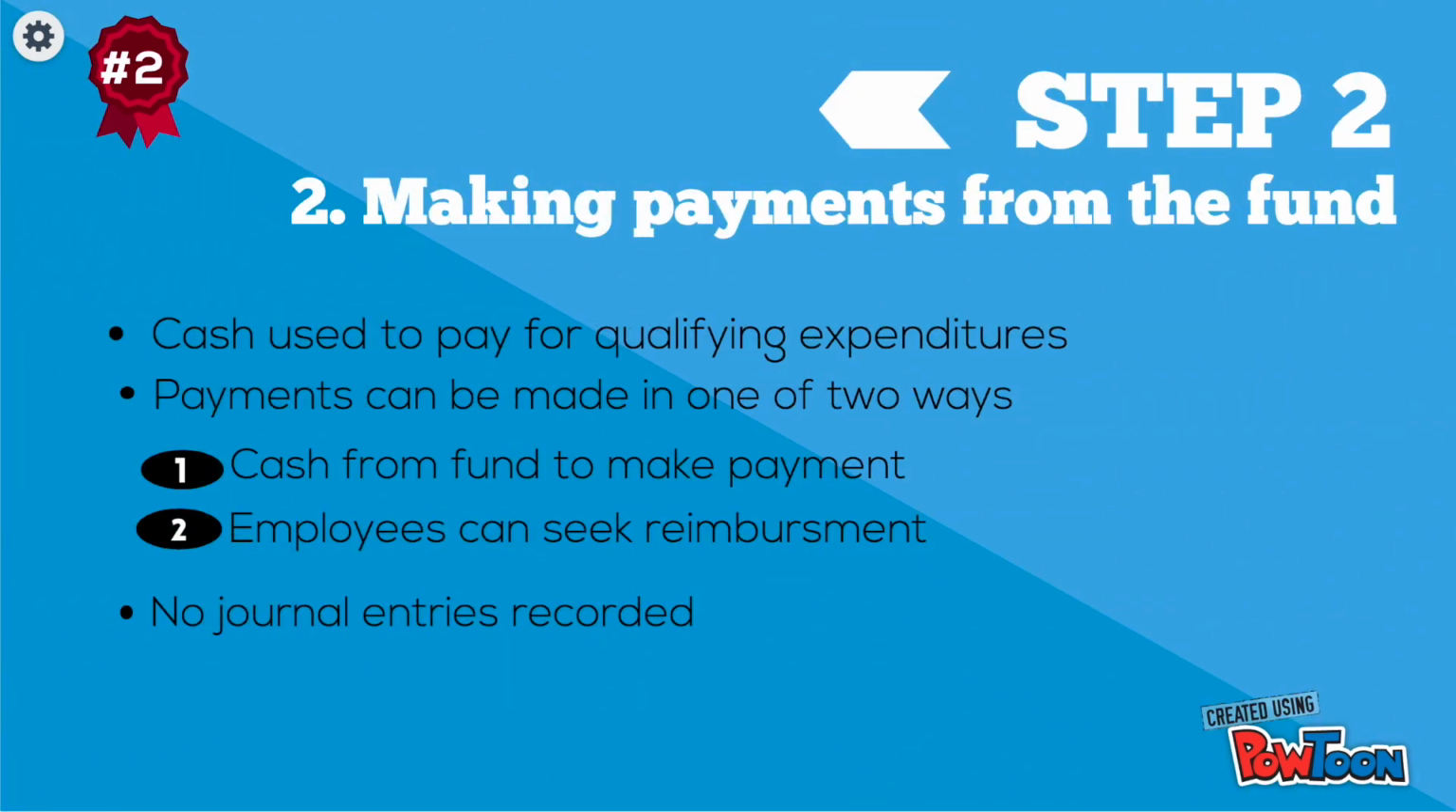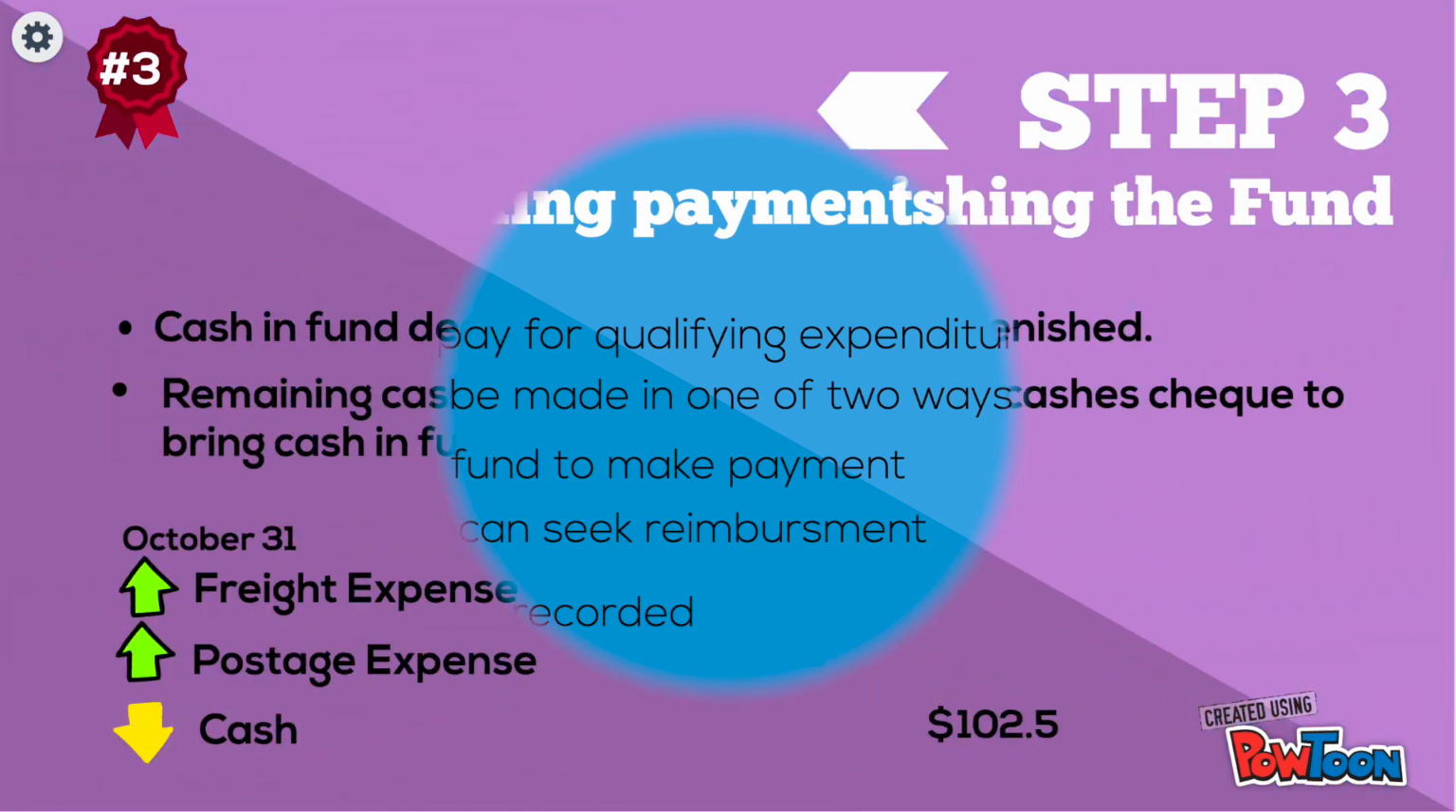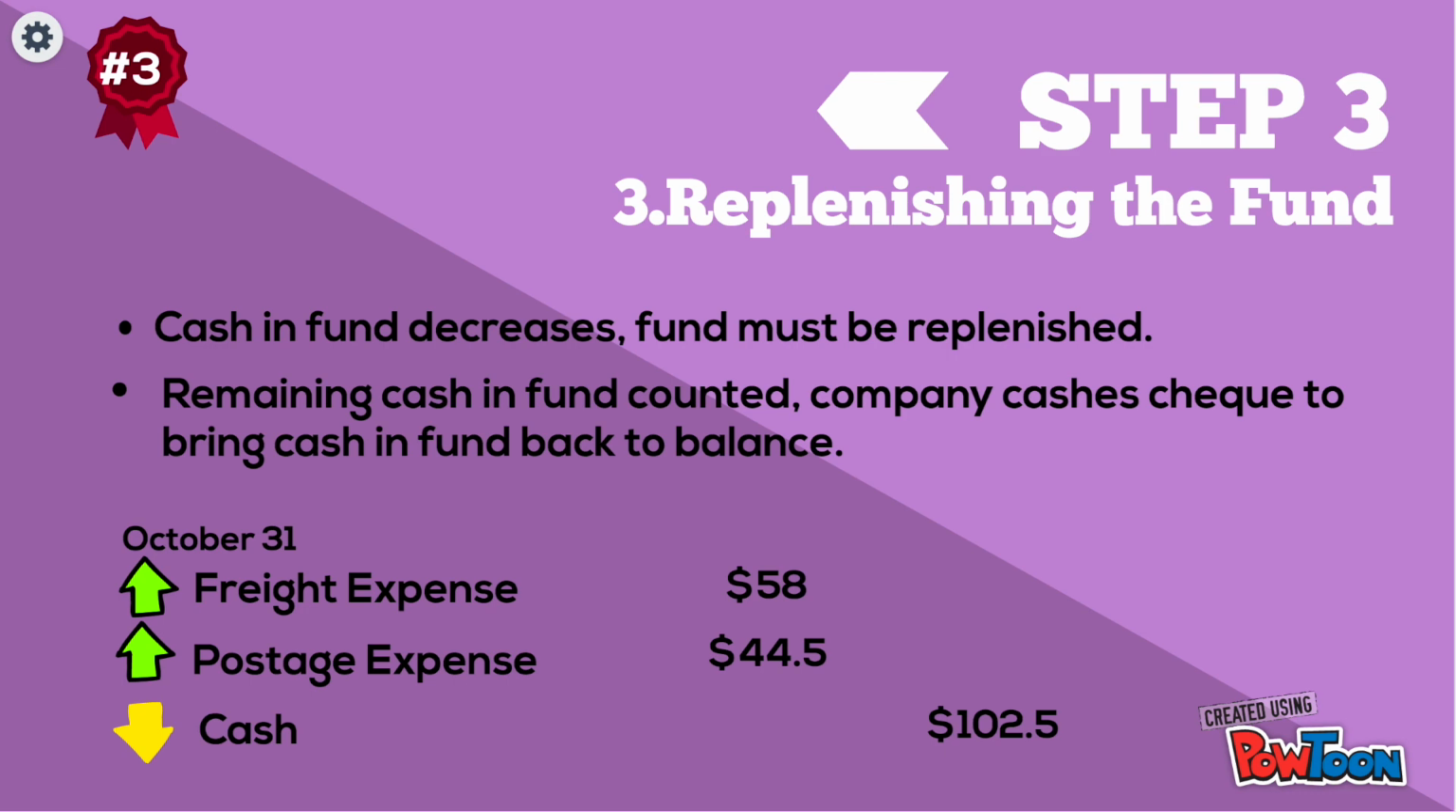After the fund is established, Step 2 requires that the cash be used to pay expenditures in one of the two ways shown on screen. Step 3. Replenishing the fund. As the cash fund decreases, the fund must be replenished.